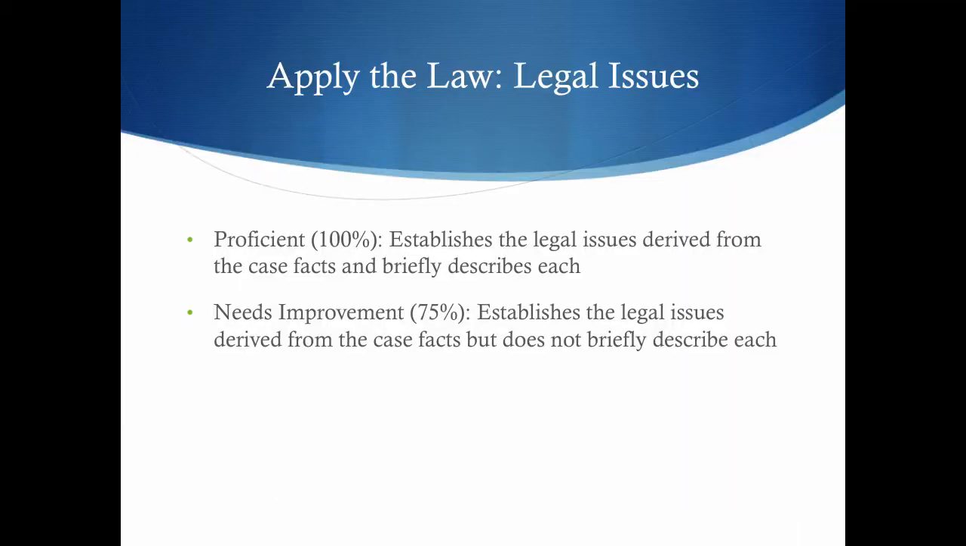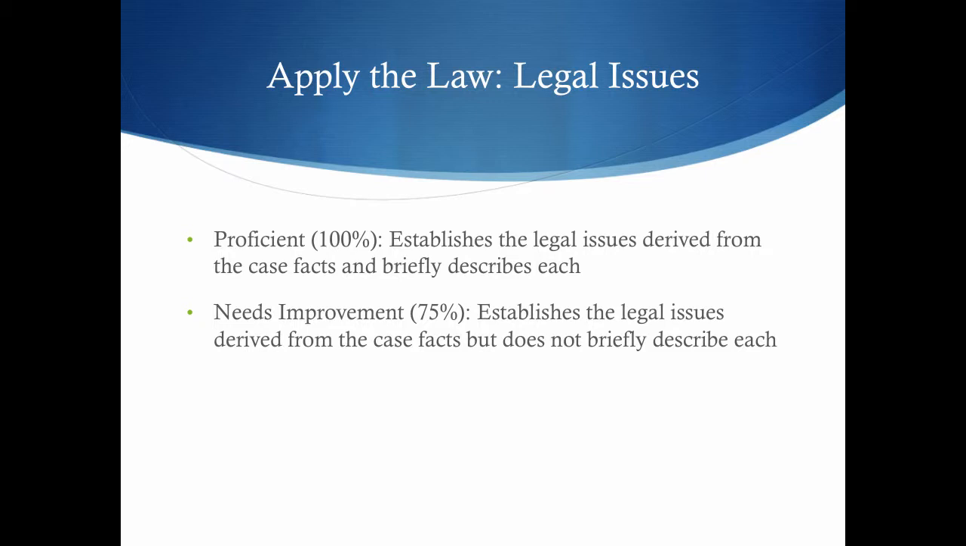Okay, let's take a look first at the critical elements of the rubric as our first stop. Please take a look at this because there's very little leeway for me in grading. Remember, this is all provided by the university. So if you're going to get a proficient score, 100% of the points available for this element, which is apply the law, legal issues, you need to establish the legal issues derived from the case facts and briefly describe each. So you have to have 5 separate paragraphs about that.